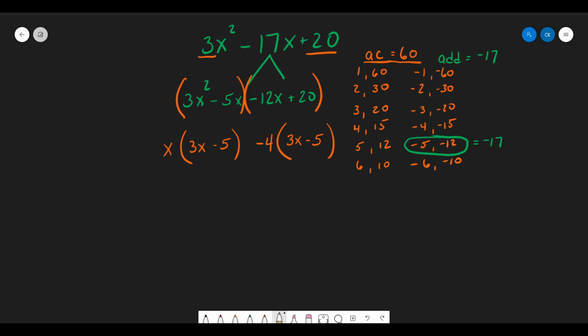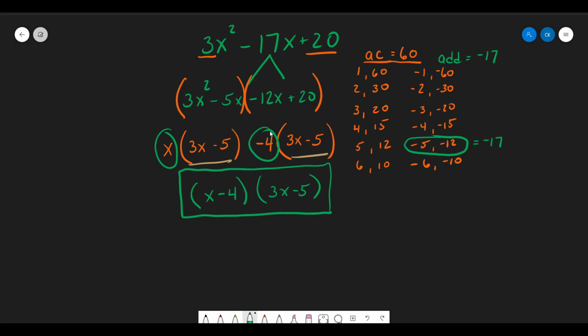And now if we look, I do have twins. So I'm going to take my two coefficients and put them in one parenthesis. So it's going to be x minus 4 because the 4 is negative. And in the other parenthesis, it's going to be 3x minus 5. And that's going to be my final answer.